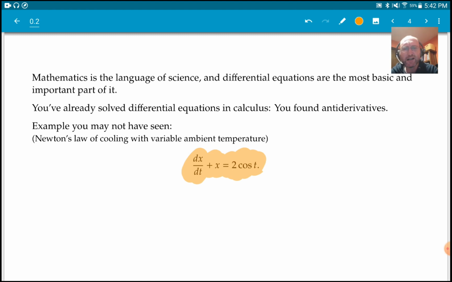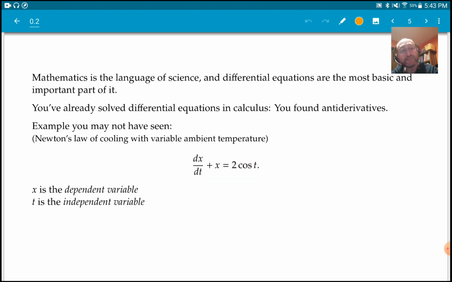This could come up, for example, with different constants here. The constants are very simple. It could be Newton's law of cooling. So how does a mug of coffee cool down if you have an ambient temperature? But here, the ambient temperature is not just constant. It actually varies with time. So x would be the temperature and t would be time.